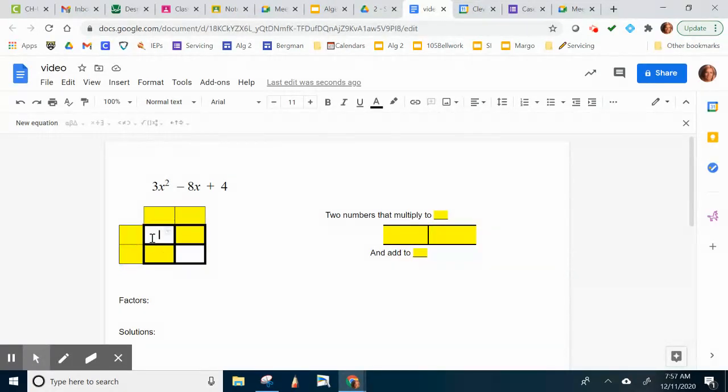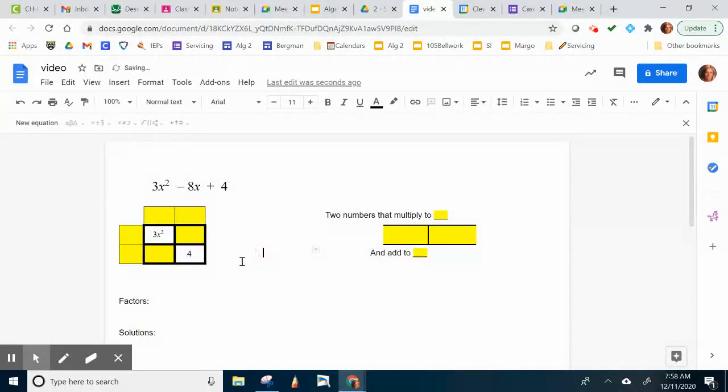This first box right here is always going to be the first term in your equation. So for us, that's going to be 3x squared. This other white box down here is always going to be the last term. So for us, that's going to be 4.